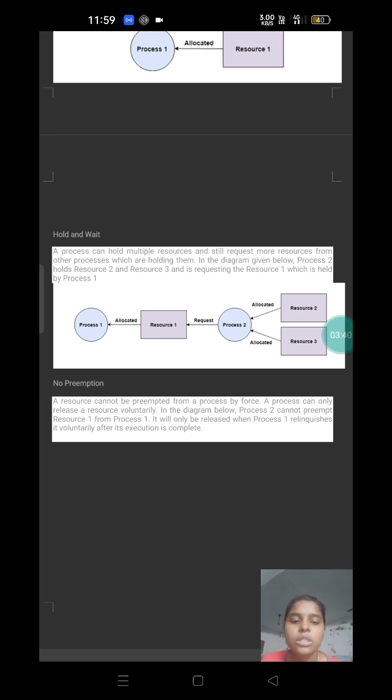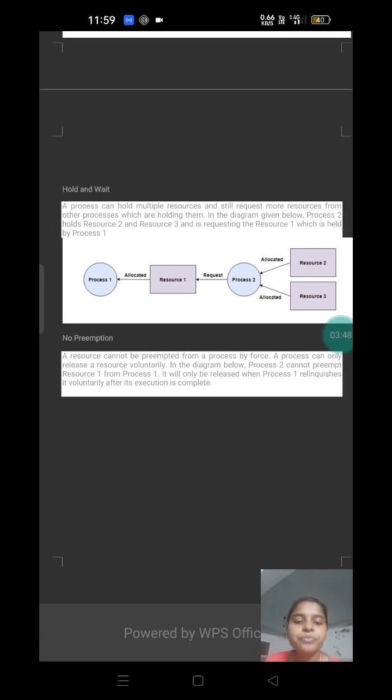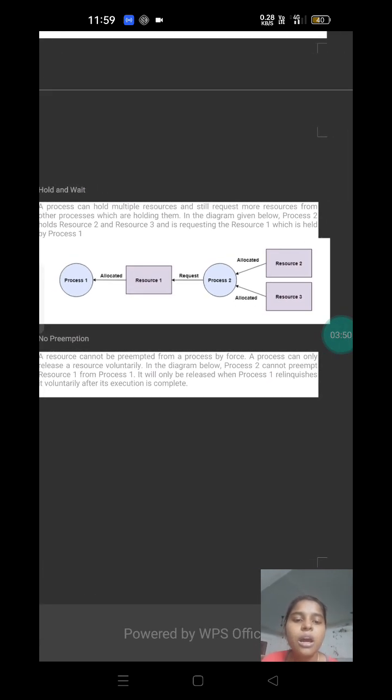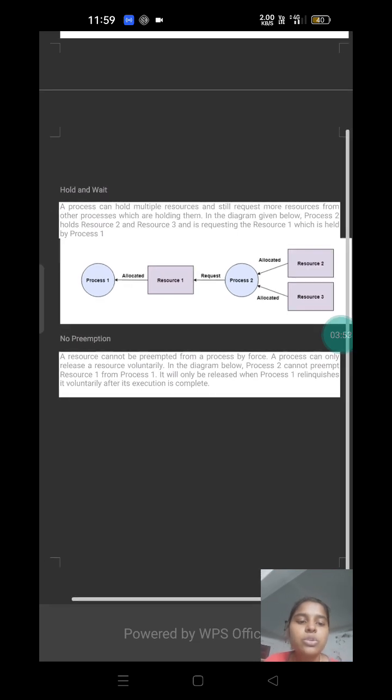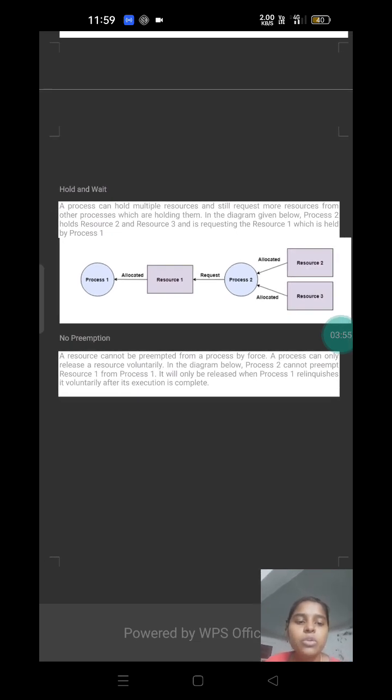No preemption. A resource cannot be preempted from a process by force. A process can only release a resource voluntarily. In the above diagram, process 2 cannot preempt resource 1 from process 1. It will only be released when process 1 relinquishes it voluntarily after its execution is complete.